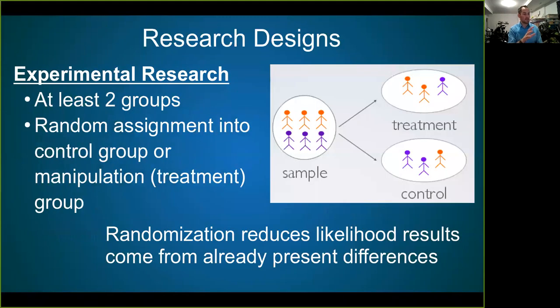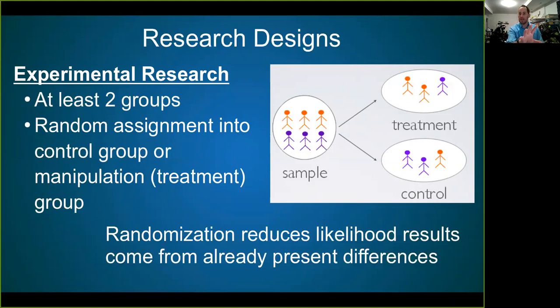So with this, in an experiment, you would have at least 2 groups. You generally want to randomly assign them to a treatment and control. So randomization reduces the likelihood that the effects come from already present differences. So let's say we have a group of aliens. Some aliens are orange, some aliens are purple. So we want to do an experiment and see, well, if we show them a video of someone acting pro-socially, will it make them more pro-social? Will they act pro-socially? Will they do helpful behaviors themselves?